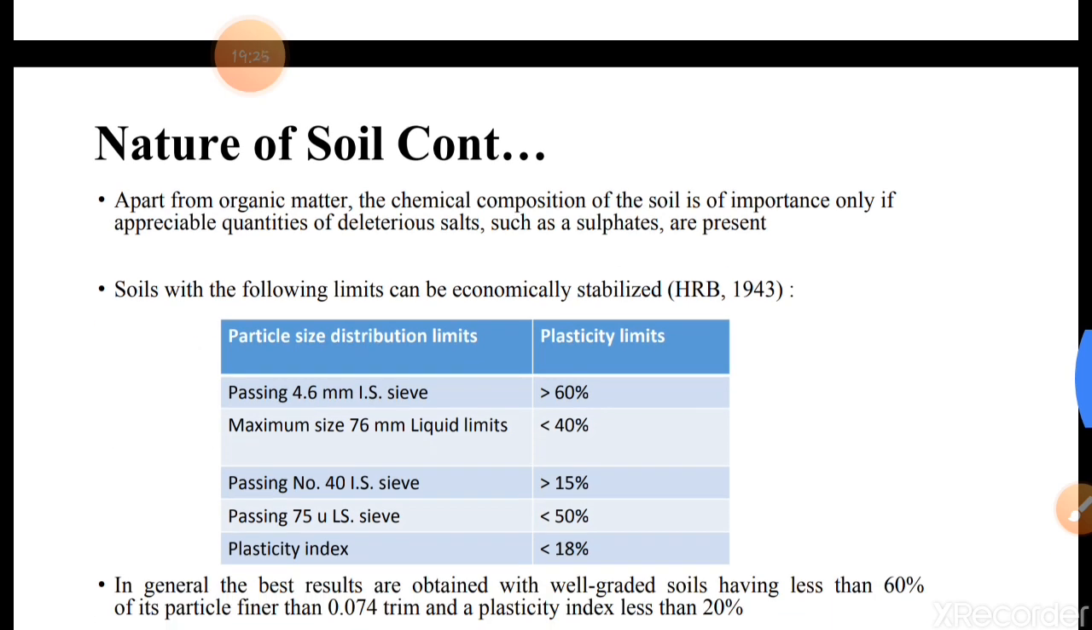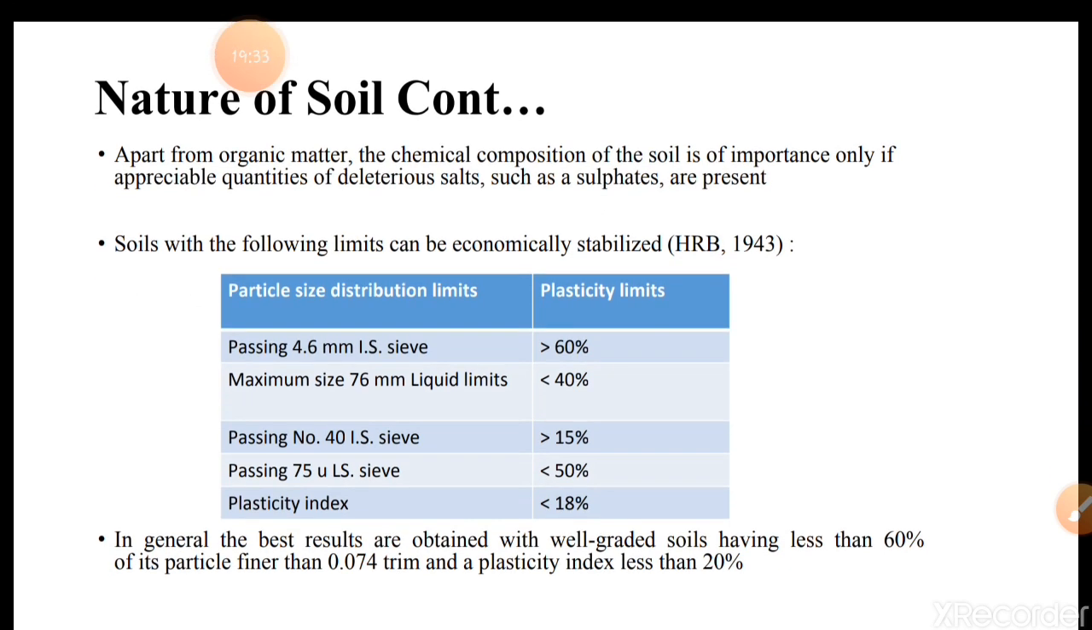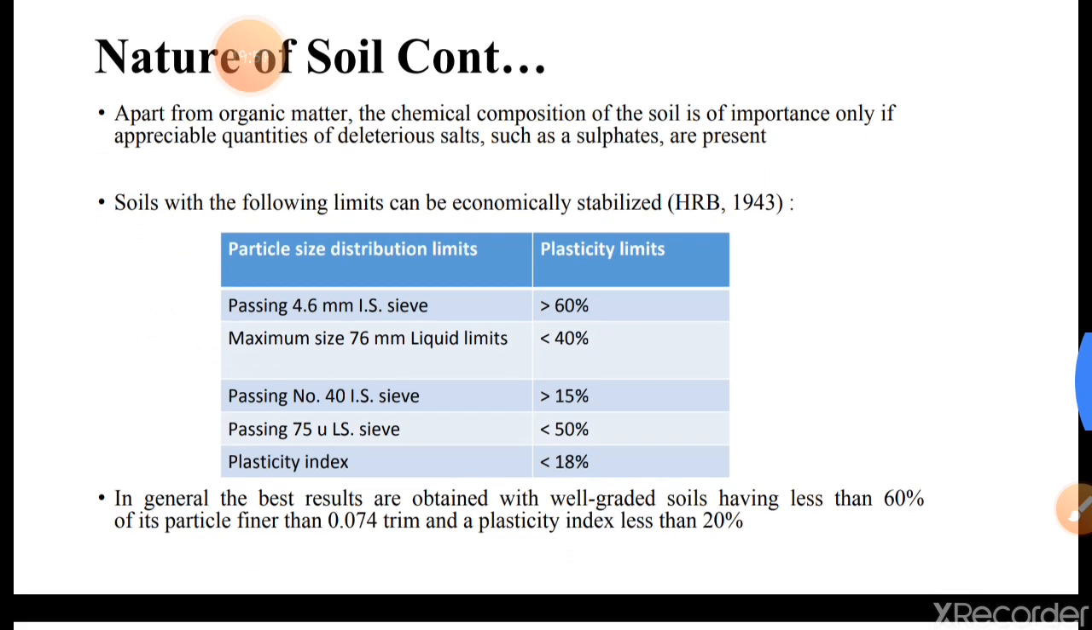Apart from organic matter, the chemical composition of the soil is of importance only if appreciable quantities of deleterious salts such as sulfates are present. The following table shows us what are the limits that can be used for the soil. If you see the table, it indicates particle size distribution limits and plasticity charts.